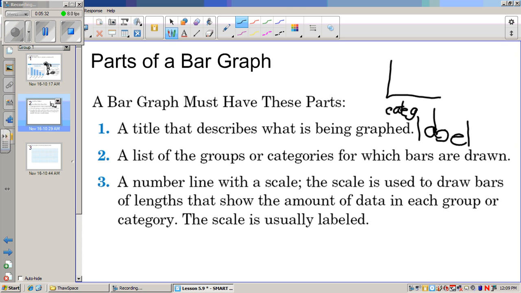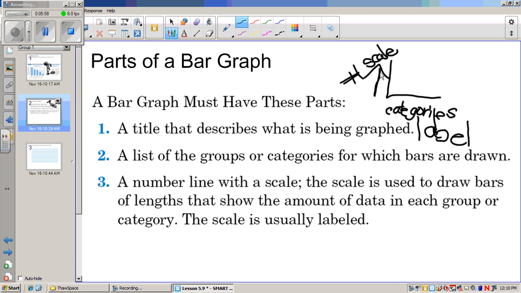That could be types of fruit, like bananas, apples, oranges, whatever. And then I need a number scale right here, my number scale. It's going to go here, and this is my number scale because I need to know what I'm measuring, okay? The scale is used to draw bars of lengths that show the amount of data in each group or category. The scale is usually labeled, and it is labeled, okay?